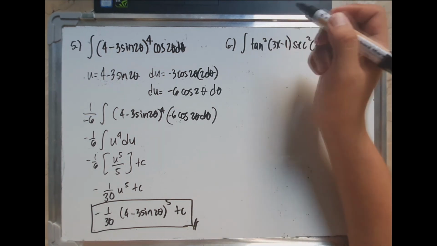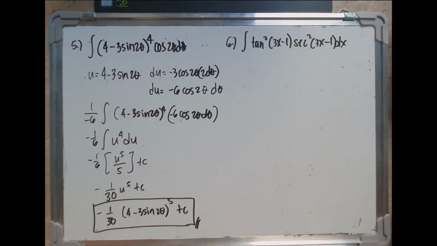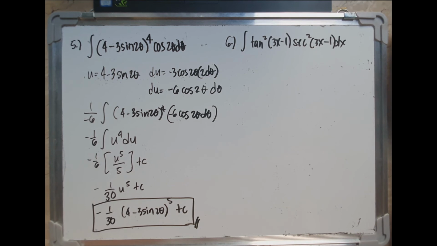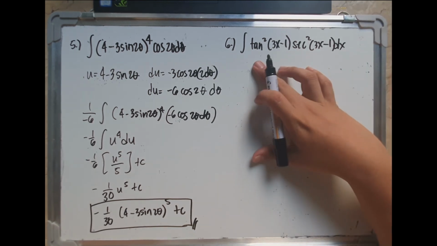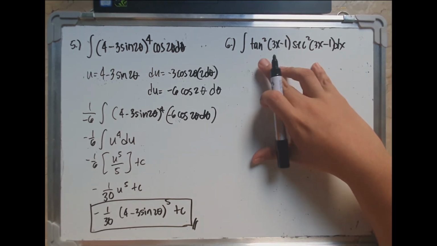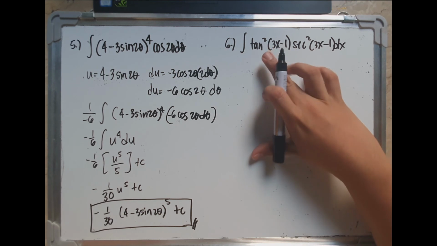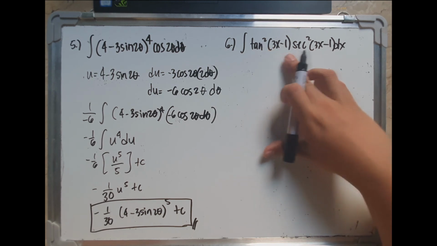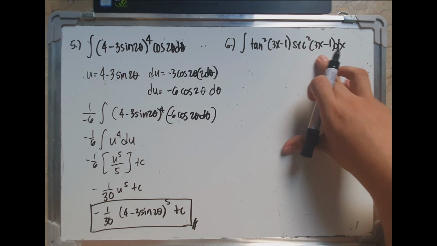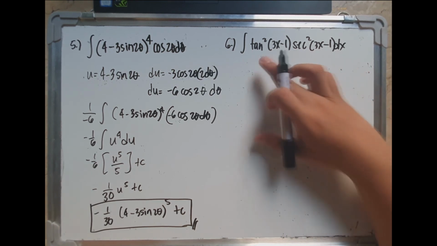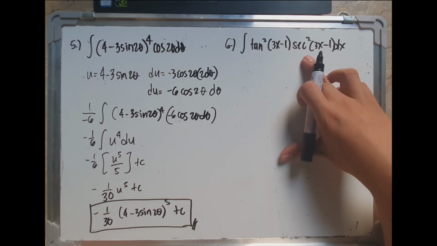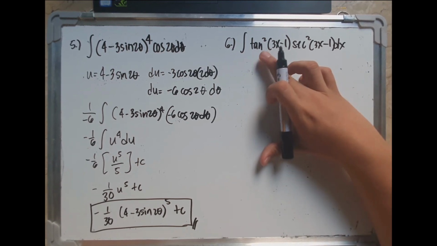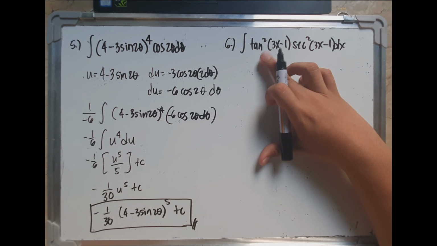Number 6. Now, if you look at problem number 6, both of the two trigonometric functions have exponents: tangent squared 3x minus 1, and we have secant squared 3x minus 1. But if you recall, the derivative of tangent will become secant squared. So obviously we will be choosing tangent for the u.